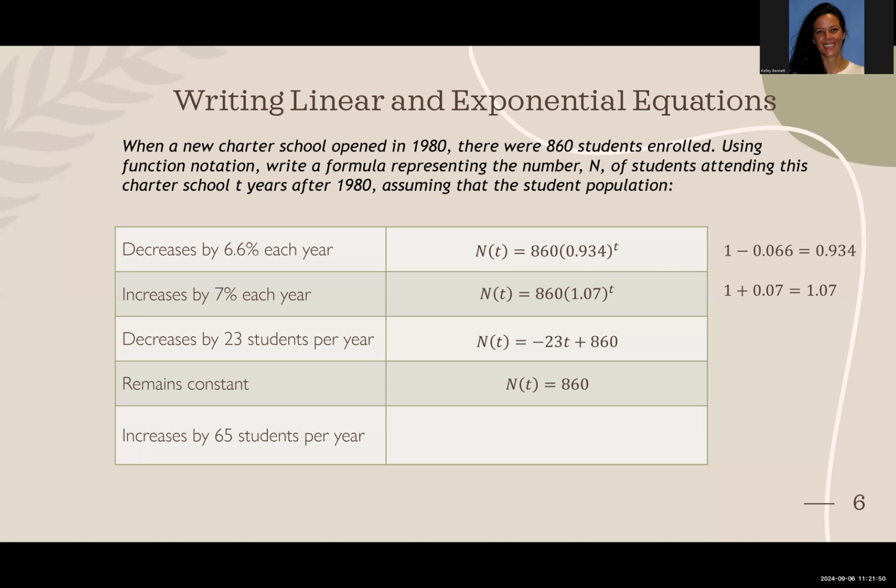And then in the last example, we're going to increase by 65 students per year. So again, this is repeated addition. This is linear. This is growth. So we're going to have a y equals mx plus b style of equation. In this case, it's going to be 65. That's our increase, applied to our independent variable t through multiplication, and then adding to that the initial value of 860.